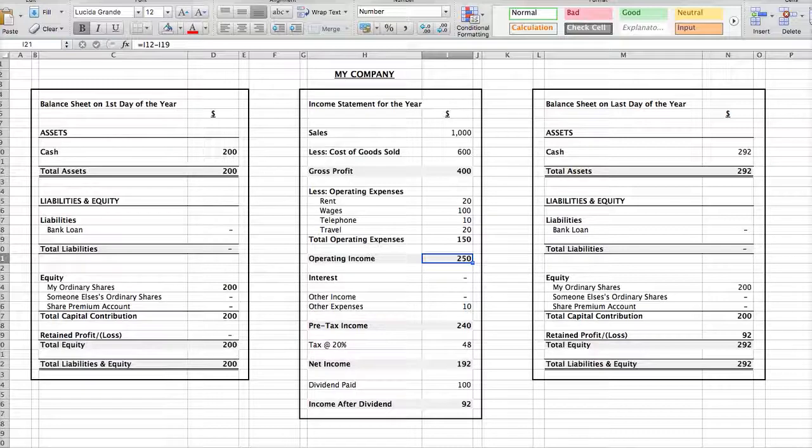And operating income is a fairly useful concept, and it's essentially the money that I make in my normal course of doing business. So what I mean by this is, if I, for example, got a government grant, I'd actually reflect the government grant down here. So let's say I got a $100 government grant. It doesn't change my operating income at all. My operating income is still $250.